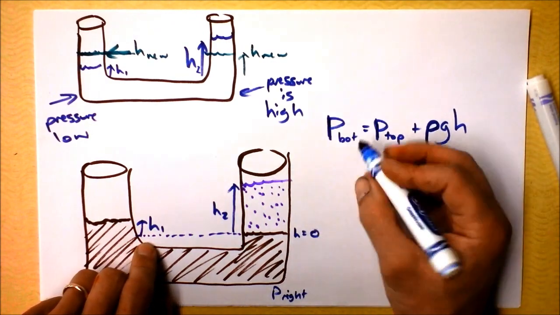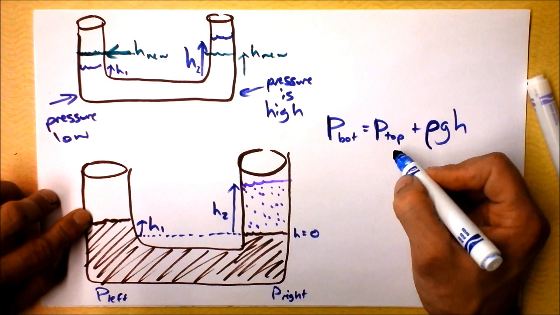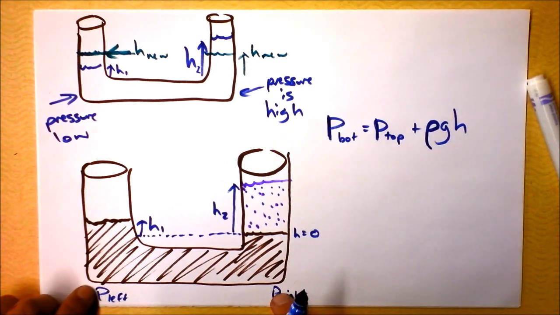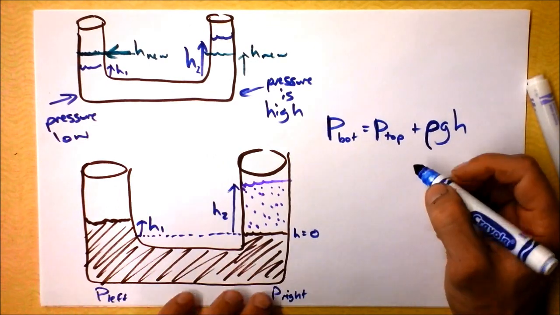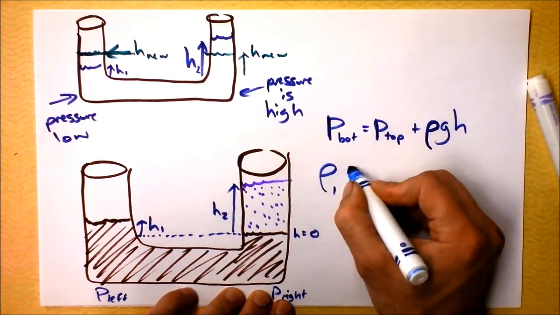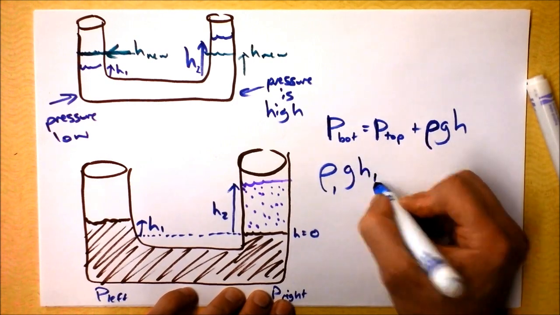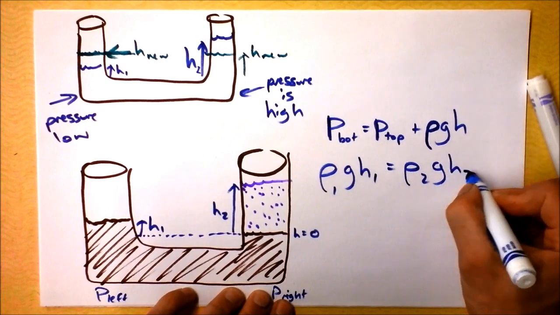So we know the pressure at the top is the same, and we know the pressure at the bottom is the same. And therefore, we can relate these two heights, because we can say rho 1 times g times h1 equals rho 2 times g times h2.